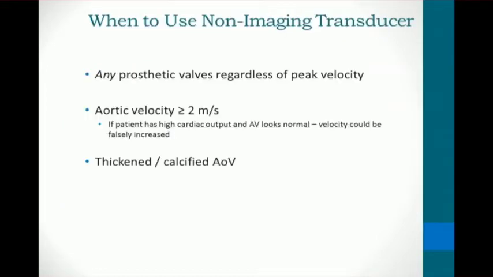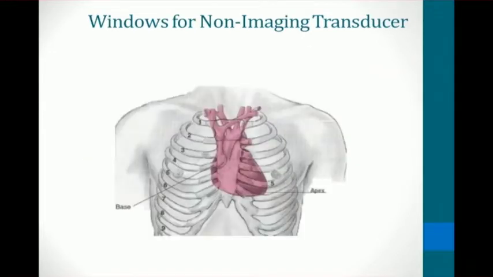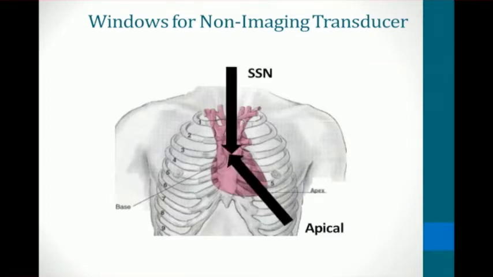Due to the importance of being parallel to flow, the non-imaging transducer should be used in patients who have an aortic prosthesis, who have higher flow velocities, or who have a thickened and calcified valve. The typical windows used for non-imaging transducer include the apical window, the suprasternal notch, and the right sternal border.